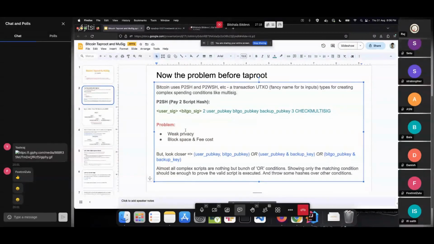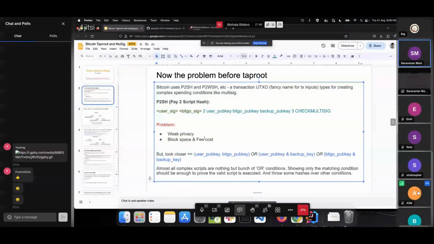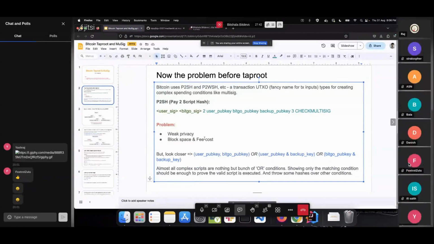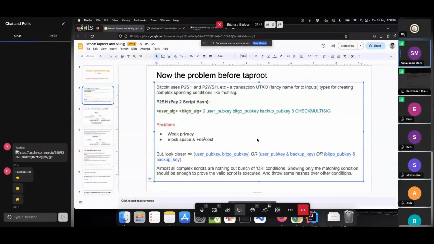The problems, obviously, one is the weak privacy, because we are exposing all 3 public keys over here, and block space is a little bit higher because we require to present 2 signatures and 3 public keys and the rest of the opcodes. So is there a way to optimize this? Is there a way to improve this privacy? Is there a way to reduce this block space consumption? So inherently the fee cost that is involved with the block space. So those are the 2 problems that Taproot is trying to reduce here, along with other major problems.